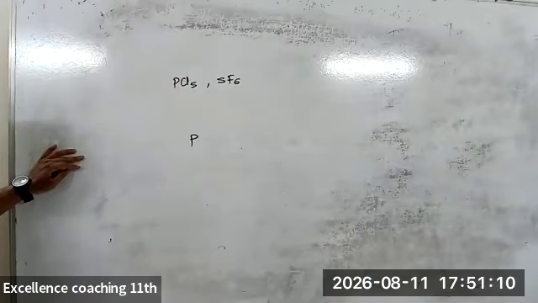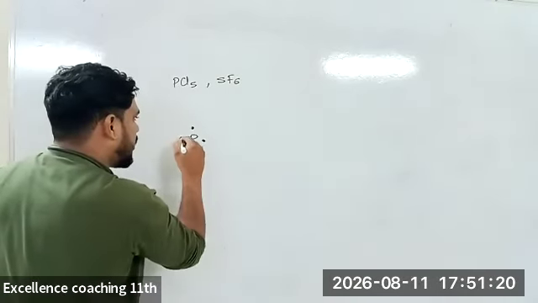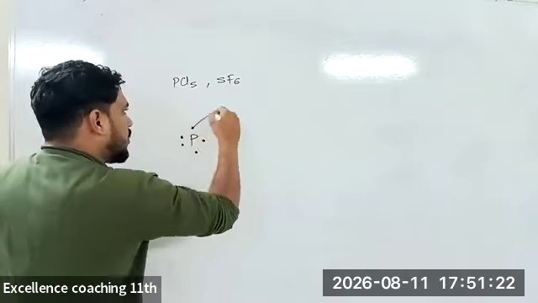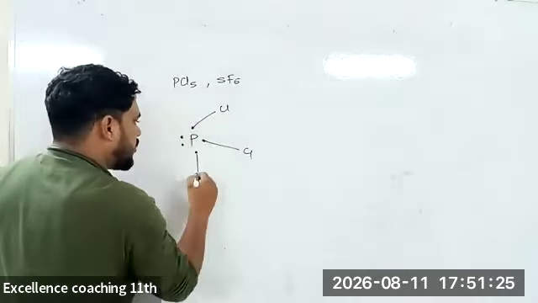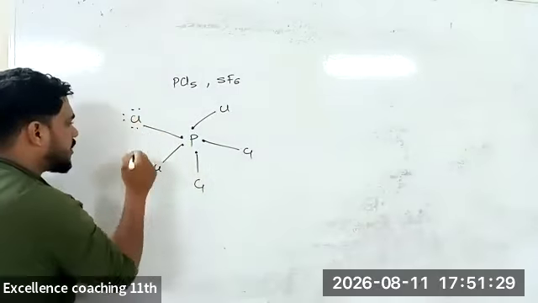What is the valence electrons of phosphorus? Sodium, magnesium, aluminum, silicon, phosphorus, sulfur. Five. One, two, three, four, five. Chlorine, chlorine, chlorine, chlorine, chlorine. One, two, three, four, five, six.